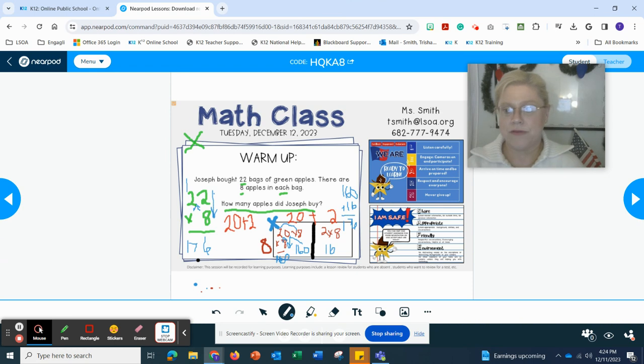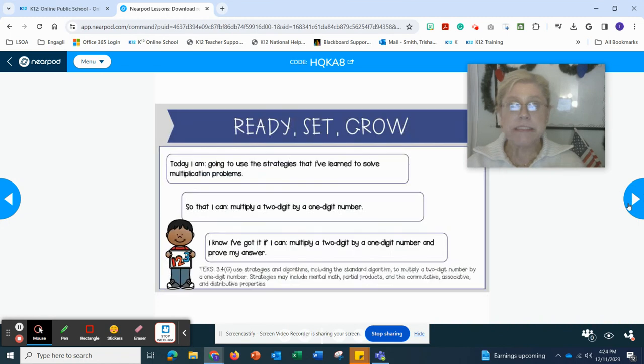All right, kiddos, let's continue on. Okay, so today we're going to use strategies that we've learned to solve multiplication problems. Why are we doing this? Great question. We're doing this so we can multiply a 2-digit by 1-digit number. We know we've got it when we can multiply 2-digit by 1-digit numbers and prove our answers. When we're proving it, we can explain it and explain why we got it.